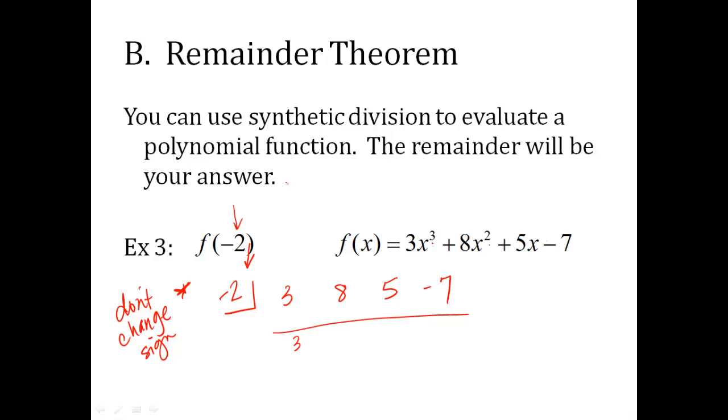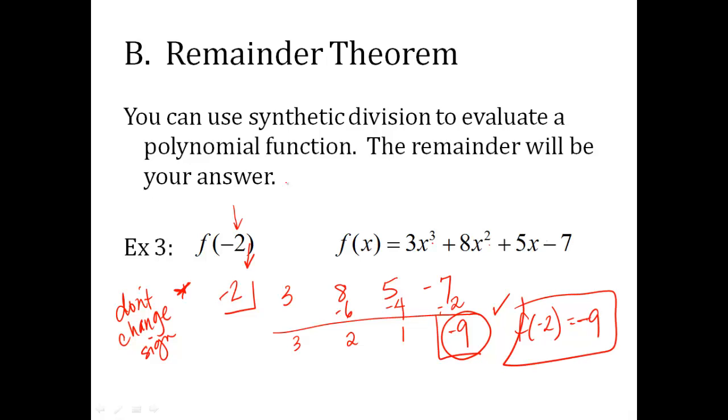So bring the 3 down. 3 times -2 is -6. 8 minus 6 is 2. 2 times -2 is -4. 5 minus 4 is 1. 1 times -2 is -2. And this gives me -9. So if I had evaluated this function, if I had taken the time to put in -2 cubed, -2 squared, -2 here, and finished it off old school, my solution would have been -9. That is my answer. So f of -2 equals -9. It is a shortcut. It's called the remainder theorem. Okay, so use it accordingly.